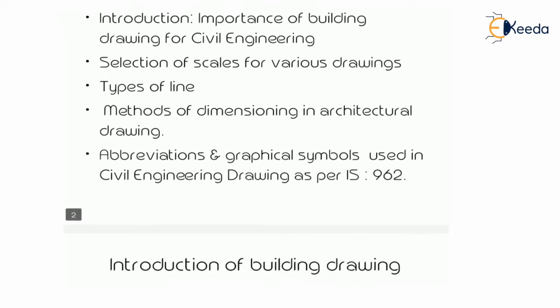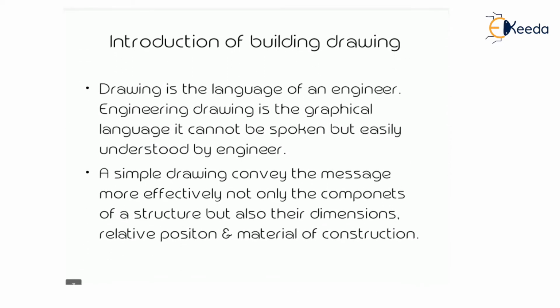First of all, we see what is meant by building drawing. Drawing is the language of an engineer. Engineering drawing is the graphical language. It cannot be spoken but is easily understood by engineers. It means that engineering drawing is made up of graphical symbols. A simple drawing conveys the message more effectively, not only the components of a structure but also their dimensions, relative position and materials of construction.